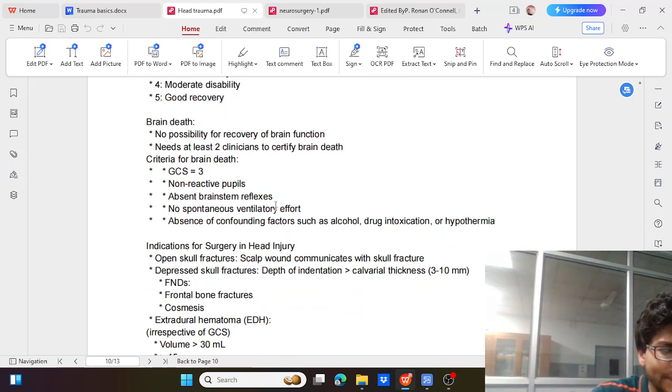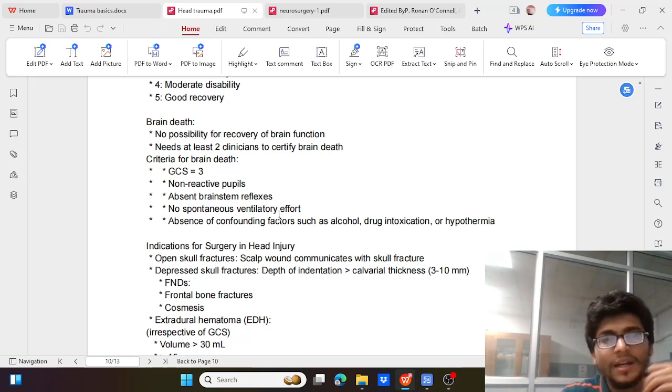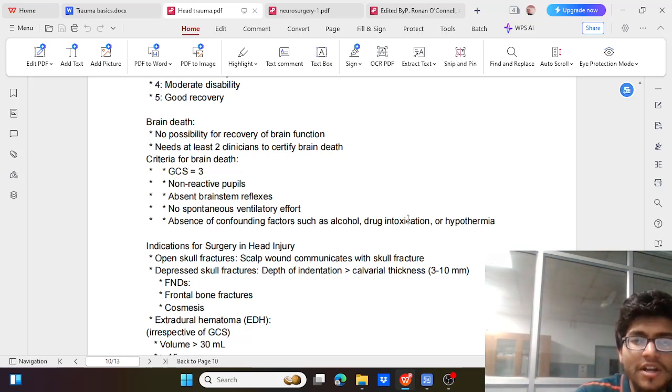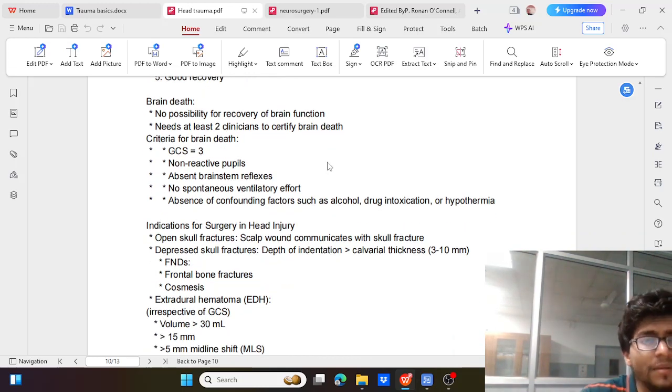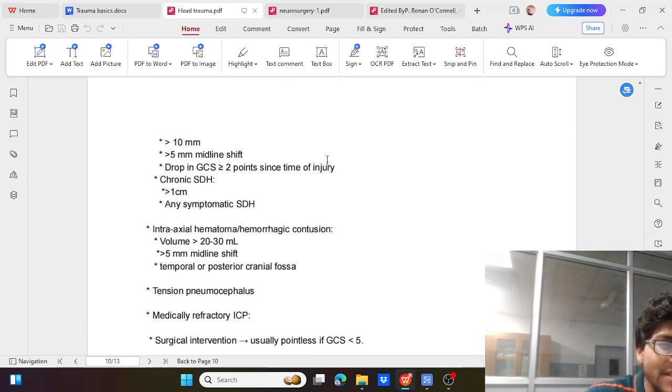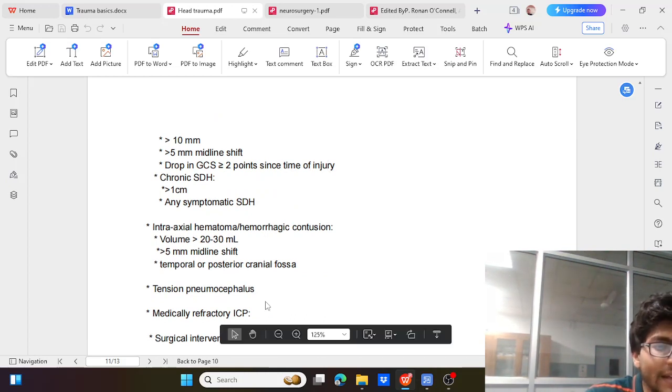Now brain death. There is no possibility of recovery of brain function here, and it needs 2 doctors to certify brain death. How do we confirm? GCS is 3, pupils are non-reactive, the brainstem reflexes are not there, there is no spontaneous respiratory effort, ventilatory effort, and there are no confounding factors like alcohol, drug or hypothermia. In these cases, we will declare brain death, and the patient's body can be used for organ harvesting or organ donation.